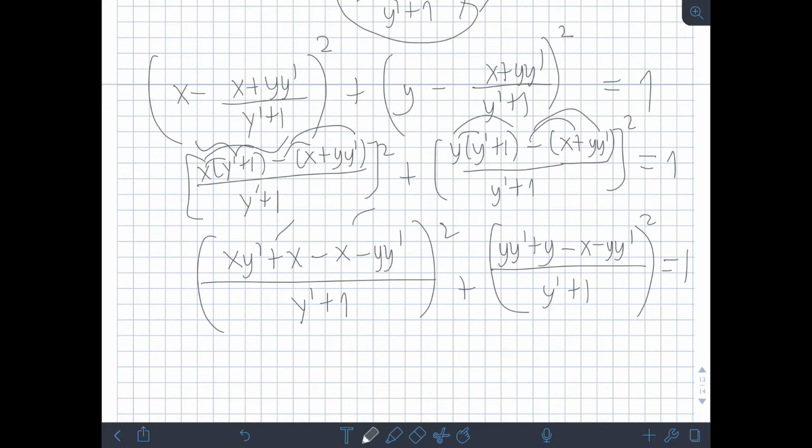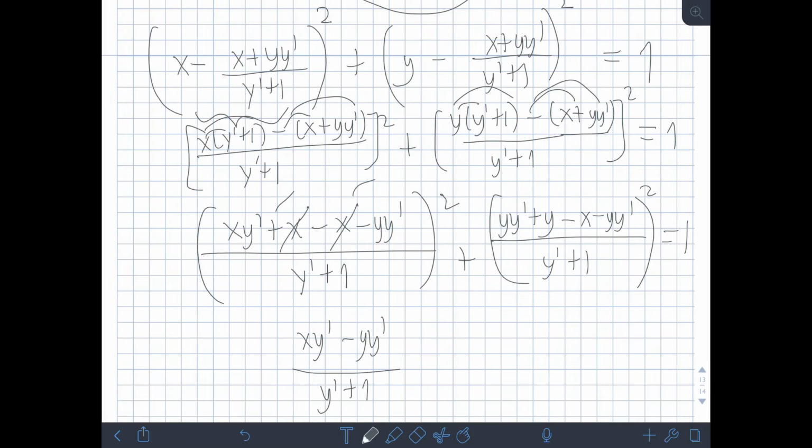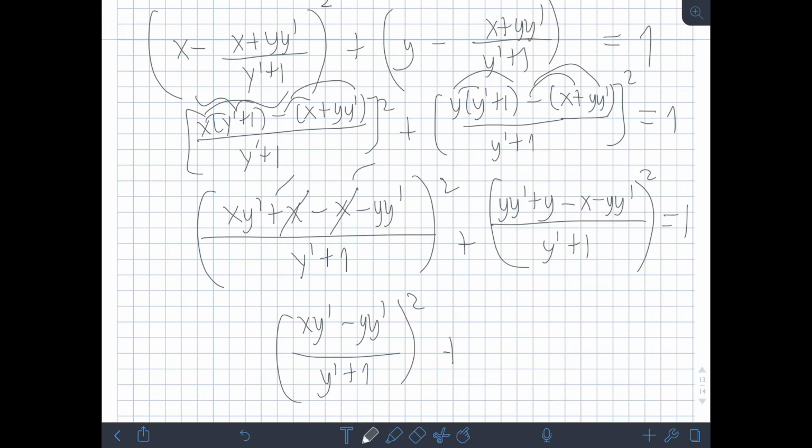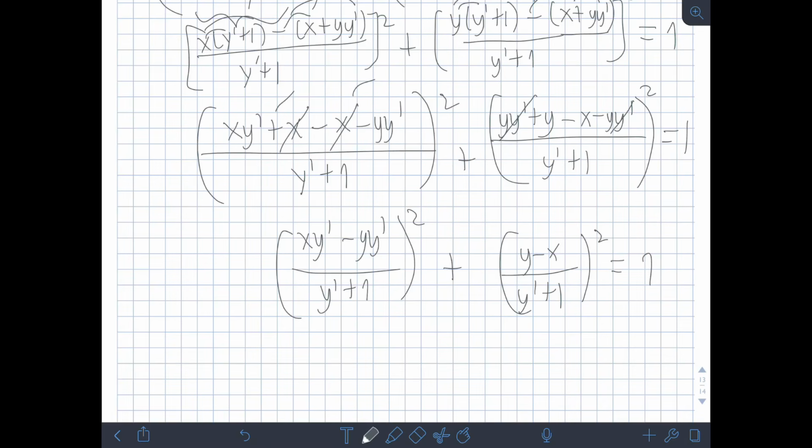Now, combine similar terms dito. Meron ba? So, makakancel natin to. Tapos, matitira ay xy prime minus yy prime over (y prime plus 1) quantity squared. Plus, dito rin, makakancel natin itong yy prime, matitira ay y minus x over (y prime plus 1) quantity squared equals 1. Okay, so distribute natin tong square sa numerator and denominator, magiging (xy prime minus yy prime) squared over (y prime plus 1) squared plus ito rin (y minus x) squared over (y prime plus 1) squared equals 1.